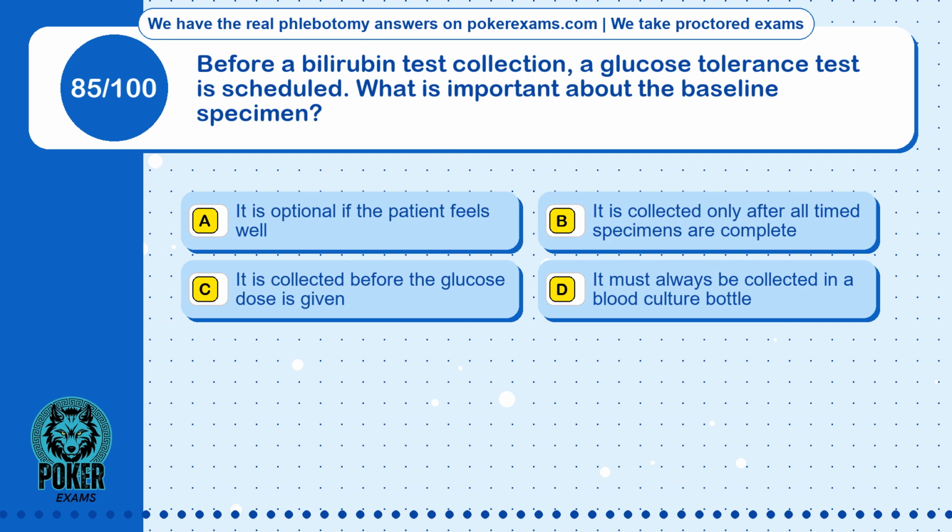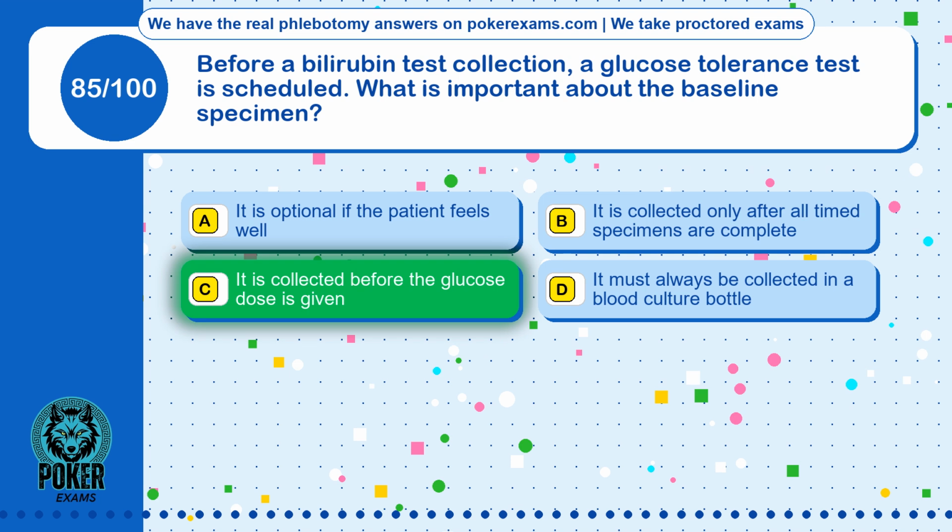Question 85. Before a bilirubin test collection, a glucose tolerance test is scheduled. What is important about the baseline specimen? Option A. It is optional if the patient feels well. Option B. It is collected only after all timed specimens are complete. Option C. It is collected before the glucose dose is given. Option D. It must always be collected in a blood culture bottle.